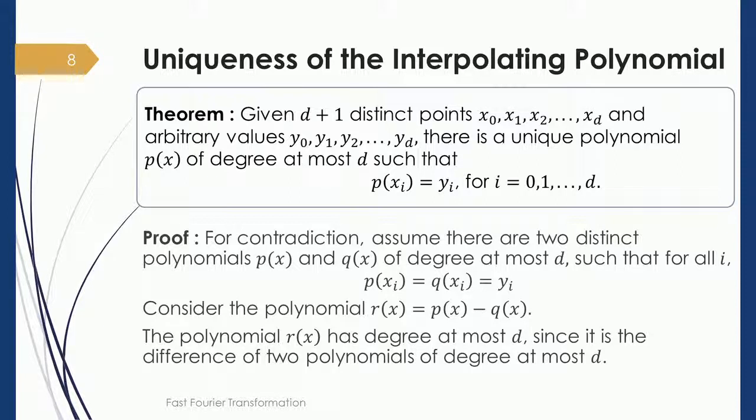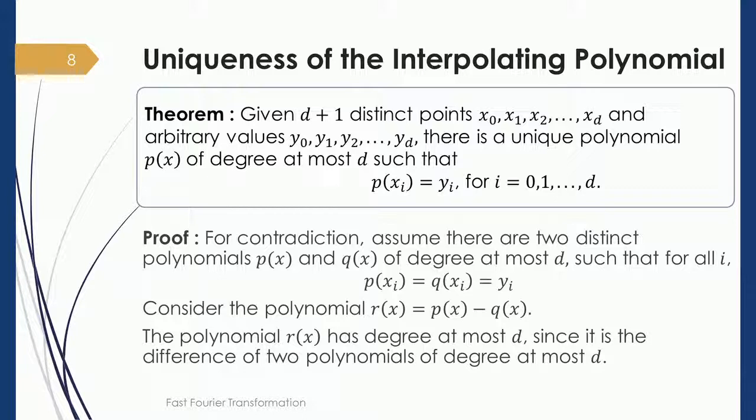Now, this theorem does not talk about polynomials of a degree greater than d. If you consider such polynomials, then you could have many polynomials going through these points. However, if you restrict yourselves to polynomials of degree at most d, then this theorem provides us with a guarantee that there is a unique polynomial that interpolates those points. And the proof is not very hard, so we will look at the proof.